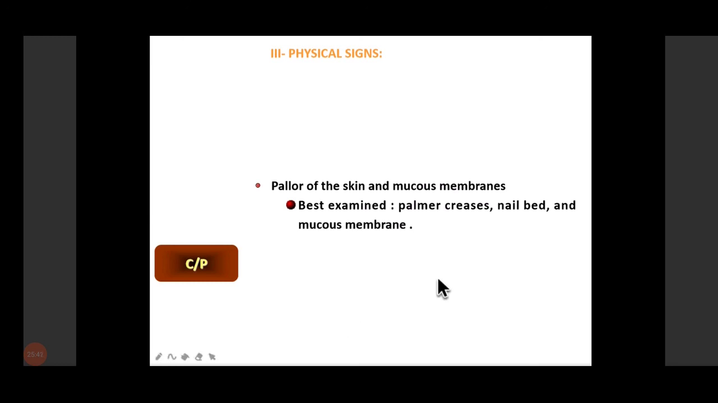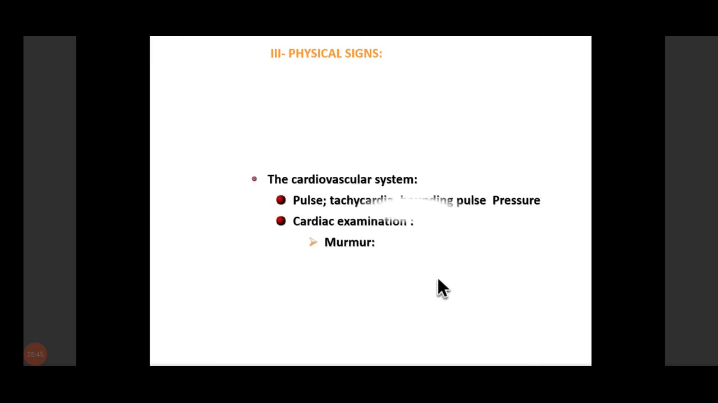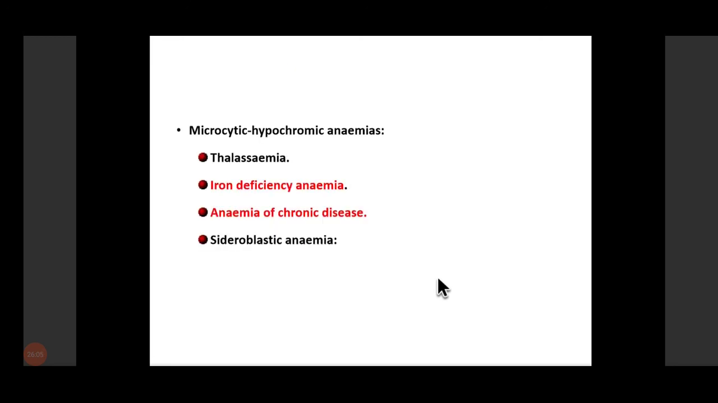Let's examine the palmar crease, nail bed, and the mucous membrane. In the cardiovascular system, in the pulse, you have tachycardia and a bounding pulse pressure. In the medial, a systolic murmur can be there, but usually it can be within normal. You may not find any cardiac murmur except for tachycardia.